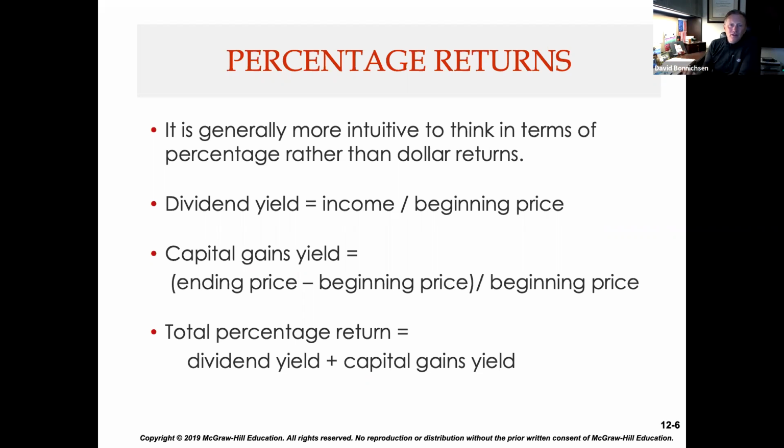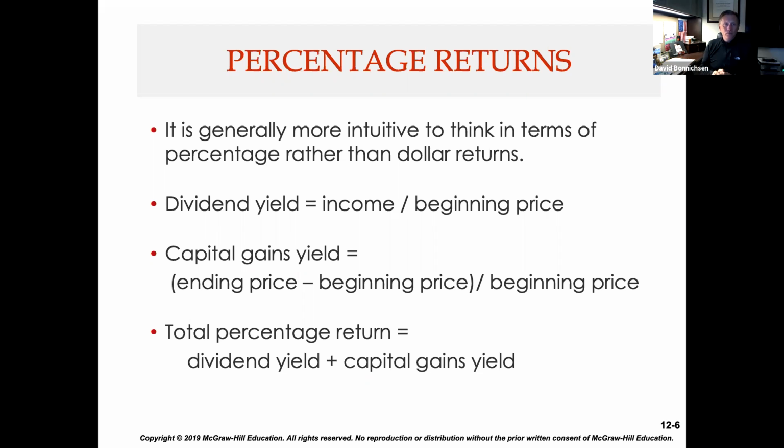The dividend yield is the income that we got, the $60, divided by the price we paid for it. The capital gains yield is $975 minus $950, so the $25, divided by the $950 that we paid. And so therefore our total return, which is what we care about, is the dividend yield that we received plus the capital gains yield.